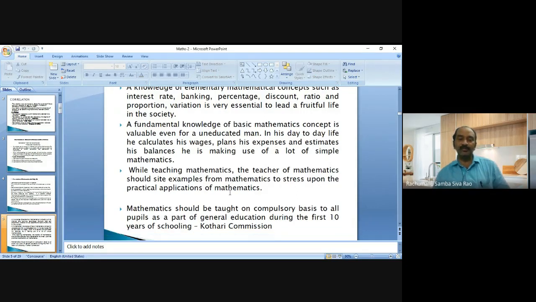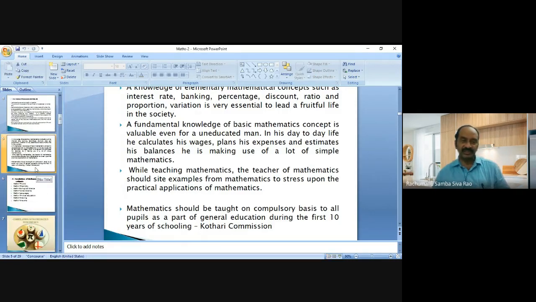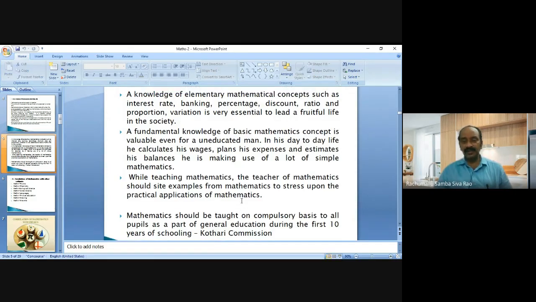So, mathematics should be taught on compulsory basis to all pupils as a part of general education during the first 10 years of schooling. This statement was given by the Pottery Commission. Mathematics should be taught on compulsory basis to all pupils as a part of general education during the first 10 years of schooling. The Commission gave this statement because mathematics plays a vital role in the lives of human beings.